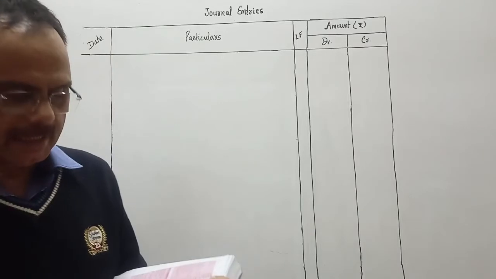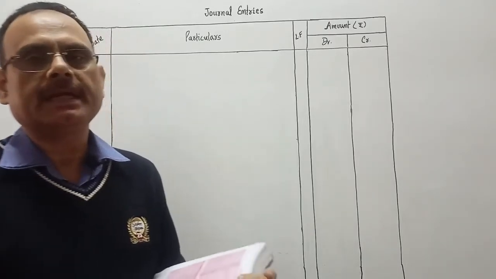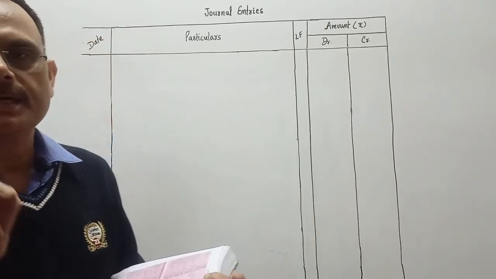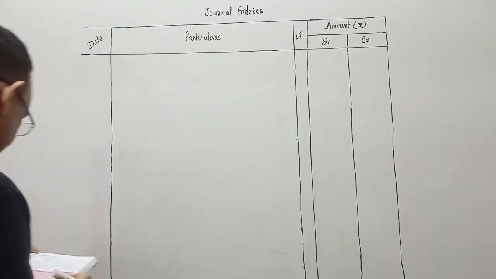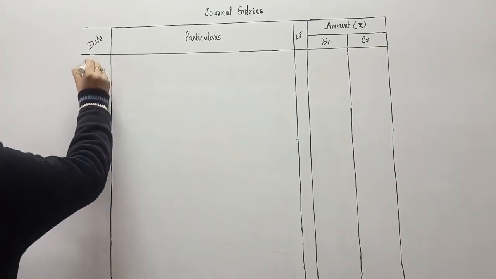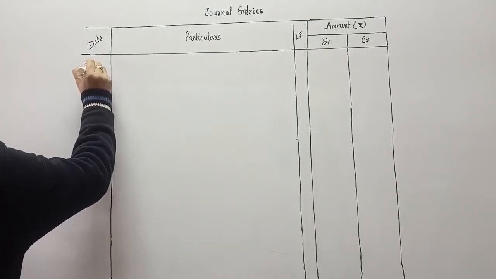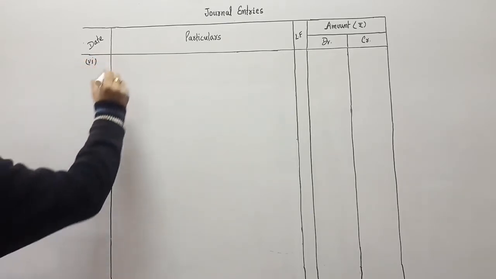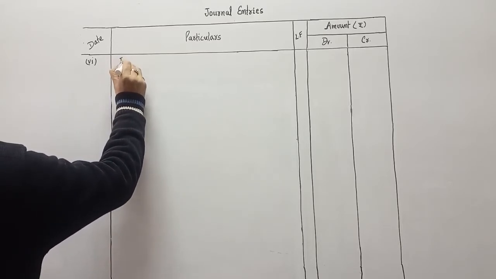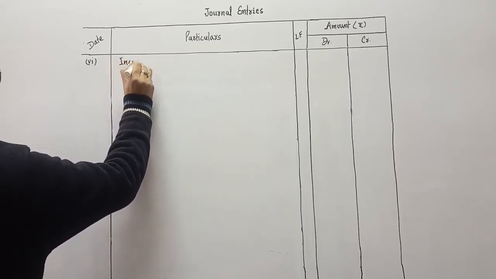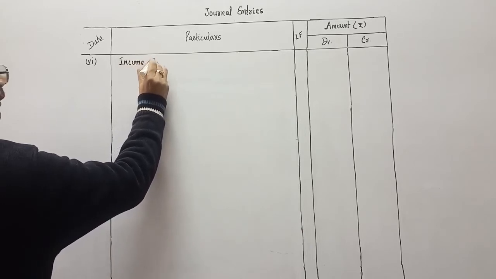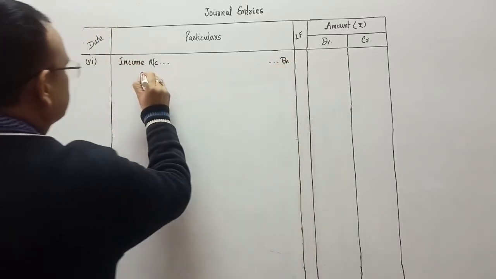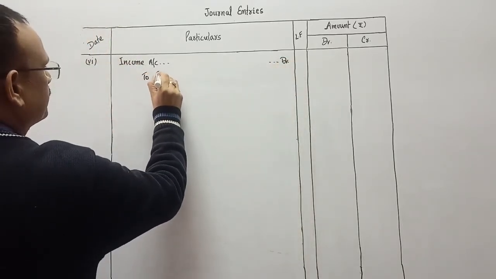Thereafter the sixth one is income received in advance. Means it is an unearned income. If income is received in advance, then this is transaction number 6. That particular income account will be debited, and we credit the income received in advance.